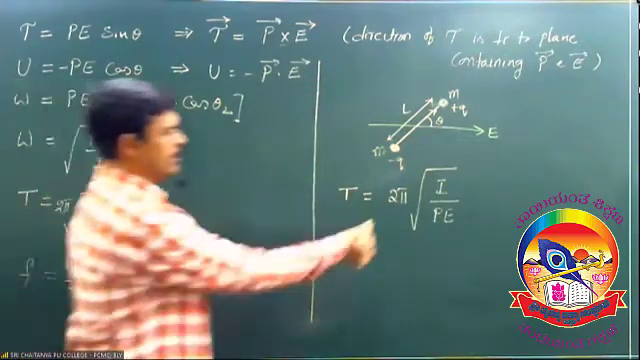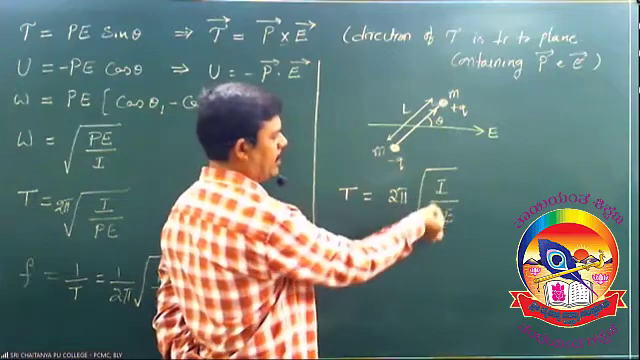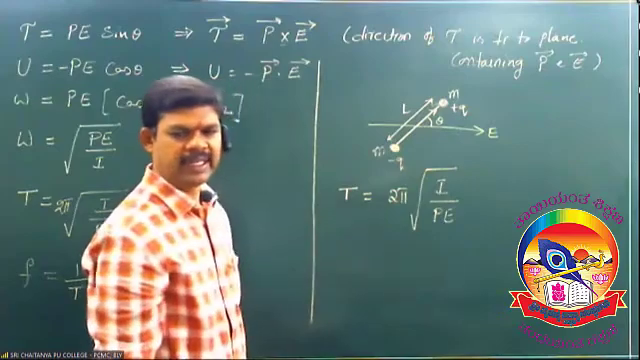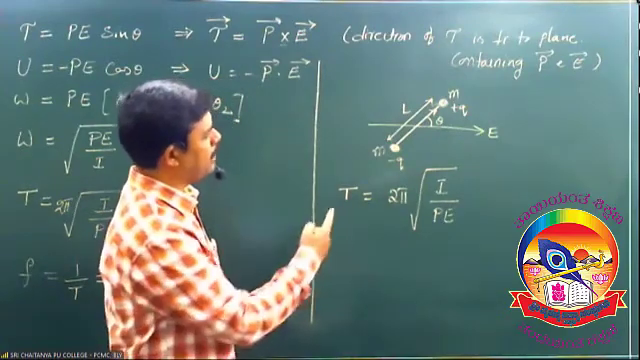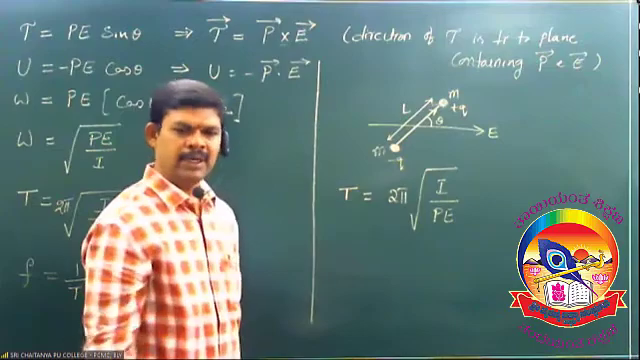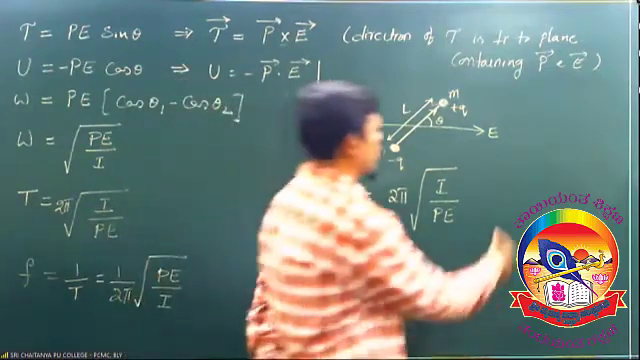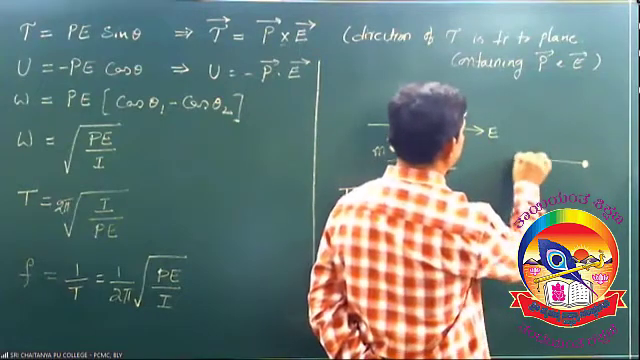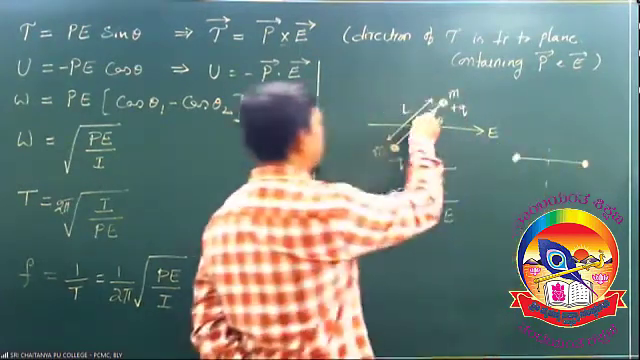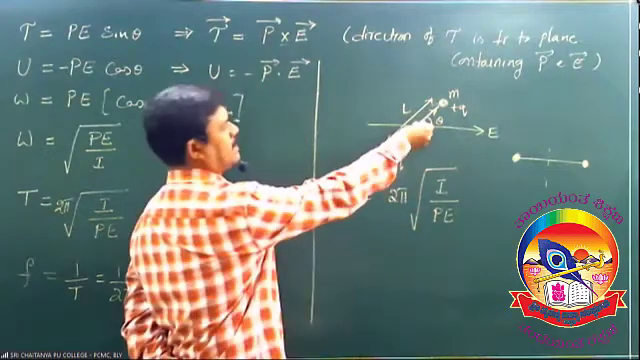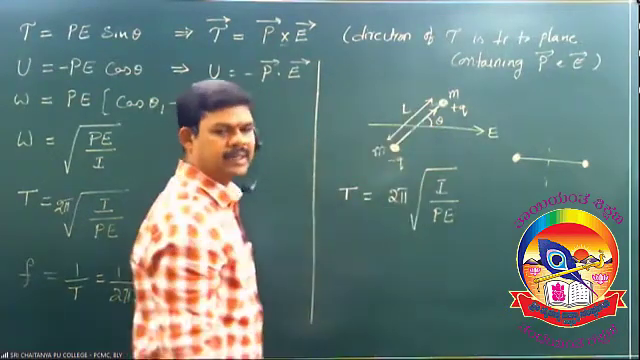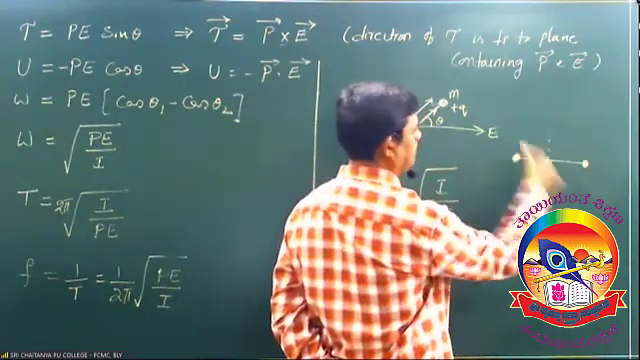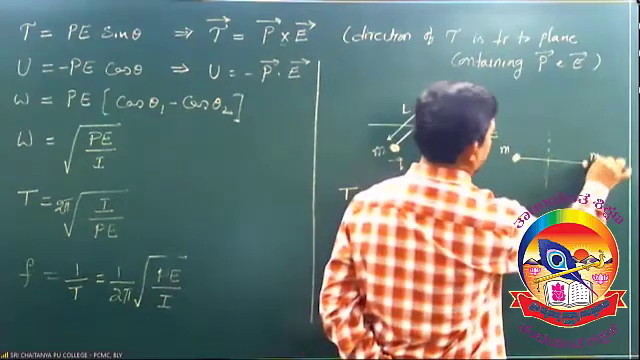What is I here? Moment of inertia. And P, dipole moment. E, electric field intensity. So if you know I, P, E values, if you substitute them there, you'll get the answer. See, what is I? See, this is the dipole. It is a two-charge configuration, rotating about its center. It oscillates about its center, with the axis passing through this center.